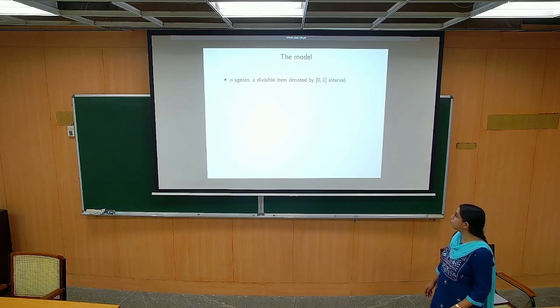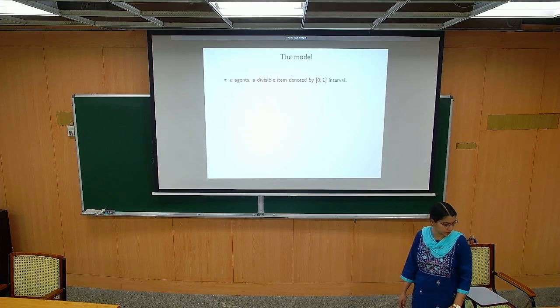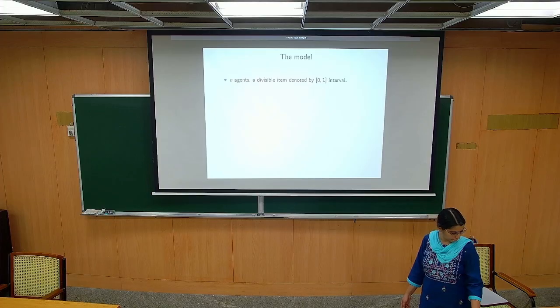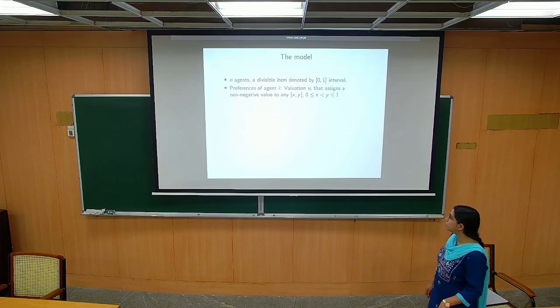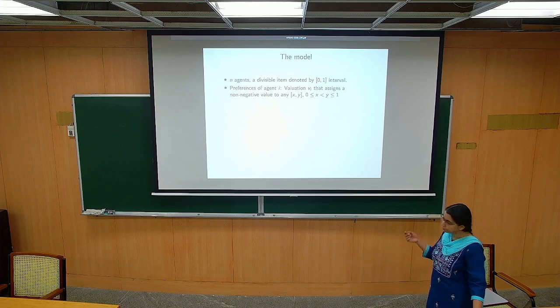So what do we have? Formally the model is like this. There are n agents and there is a divisible item denoted by a 0-1 interval. What I mean by divisible is we can just split it the way we want, anywhere. And how are the preferences of the agents given? They are given as valuations v_i, and for every non-negative interval xy, the valuation v_i assigns a particular value. So there is v_i of the interval xy for every x and y.